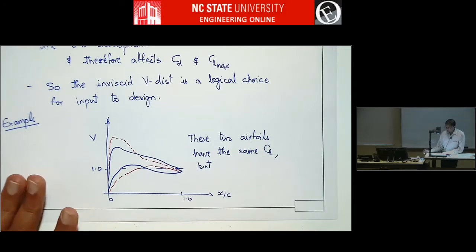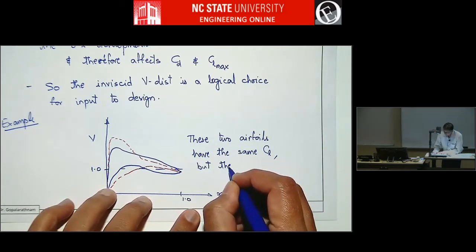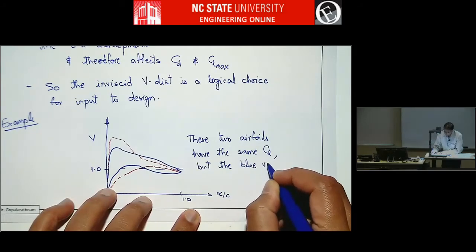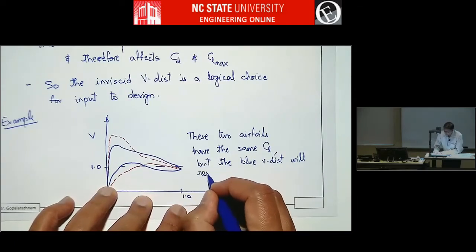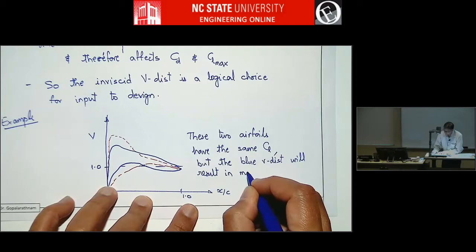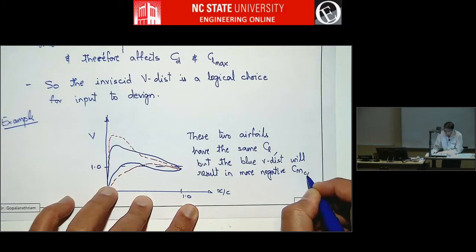So which airfoil will have more or less pitching moment? And when we say pitching moment, we're usually thinking of negative pitching moment. So which airfoil will have more negative pitching moment? The blue airfoil. So the blue velocity distribution will result in more negative CM c over 4.